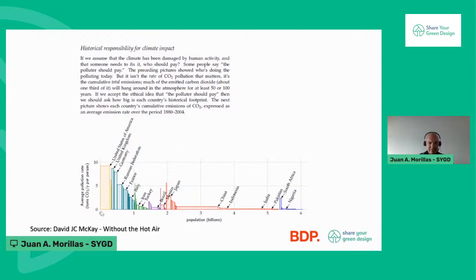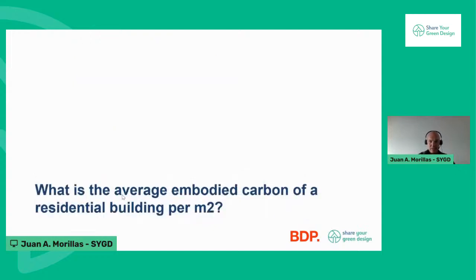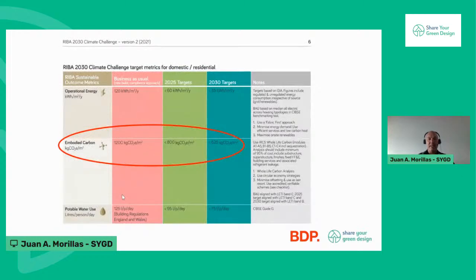So we see on the left that there are a few countries, and again, don't forget that's per person, per capita. Now, if we move into the construction, what is the average embodied carbon for a residential building? According to the RIBA, it's around 1,200. So business as usual, as you can see here, they have 3 columns.